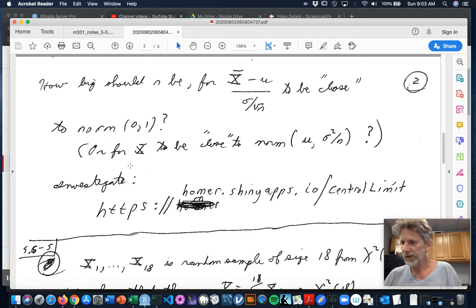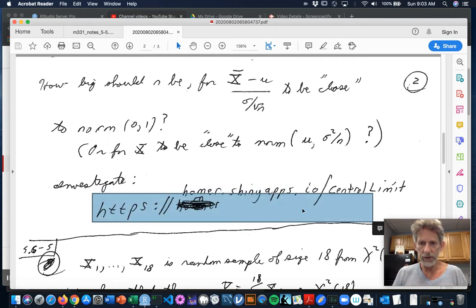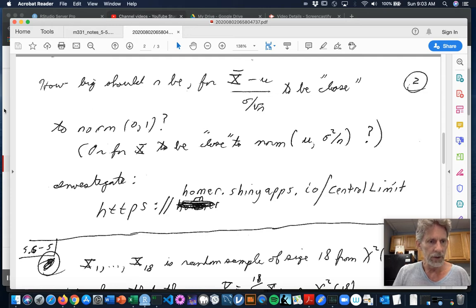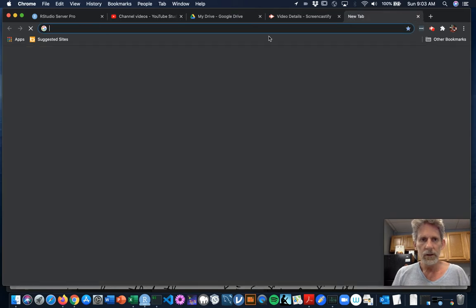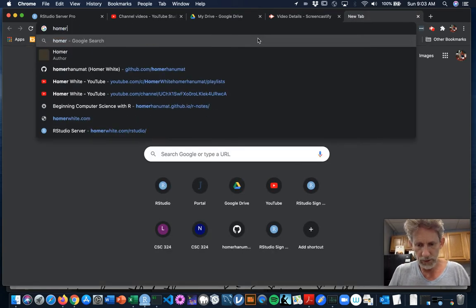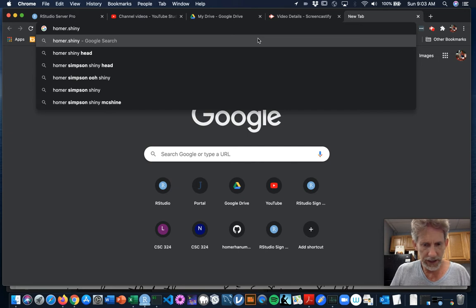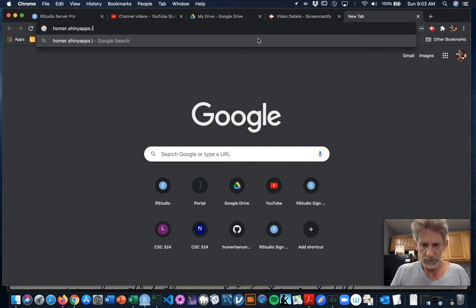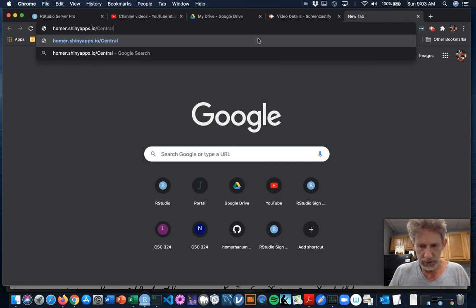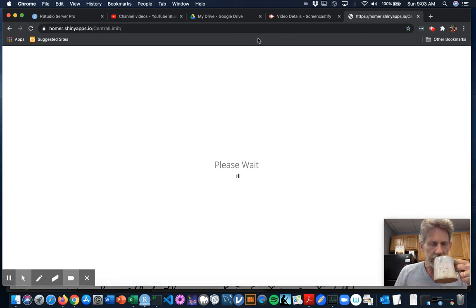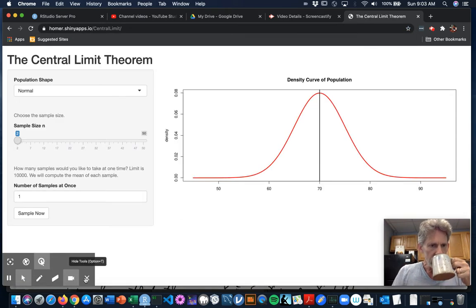So let's investigate that by working with some simulations, and you've got to enter this URL to get to an app that I wrote for you. So let me head to a browser and do this. homer.shinyapps.io/centrallimit. Okay, and it says wait while it sets itself up.